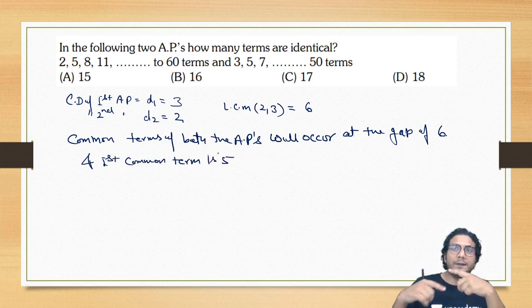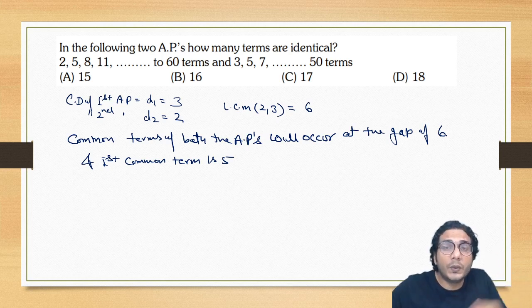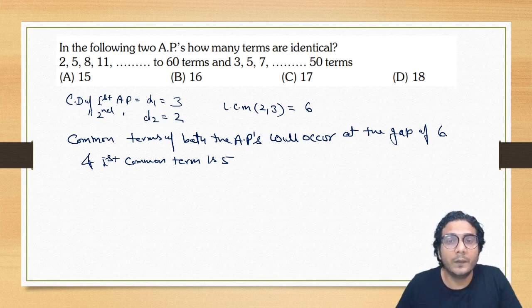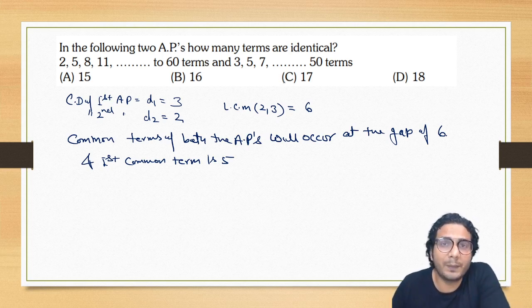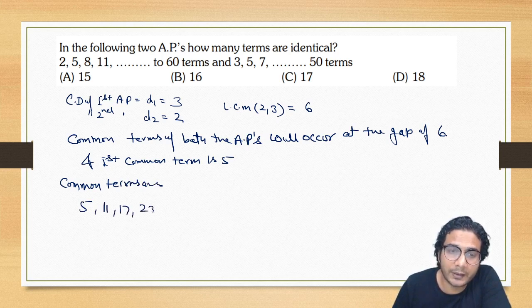So now there's another AP of common difference 6 with first term 5, which is going to be the AP of common terms. But where are we going to end this AP? That is an important point. We need to find the upper limit. So the common terms are 5, then we know that 6 is the common difference, so 11, then 17, and then keep adding, 23, and so on. But where to end? What is the last common term?